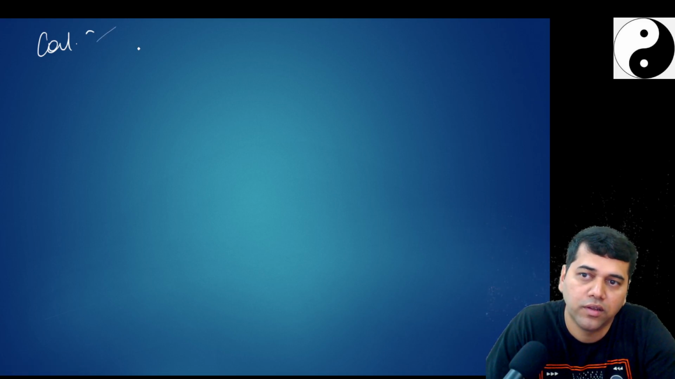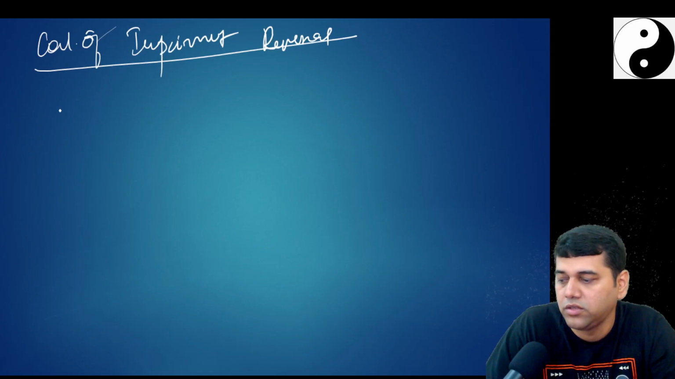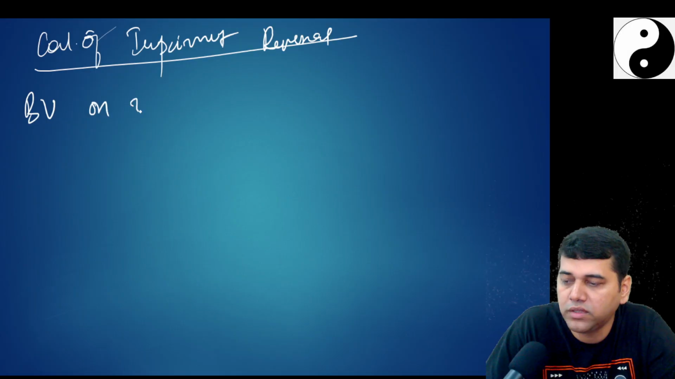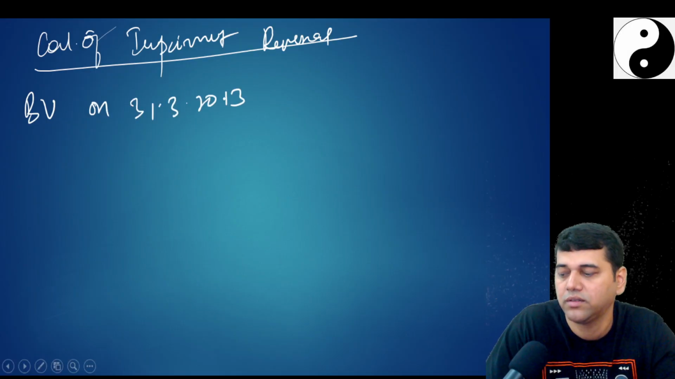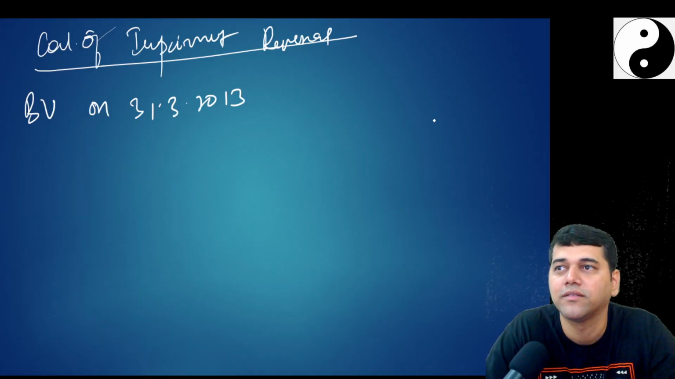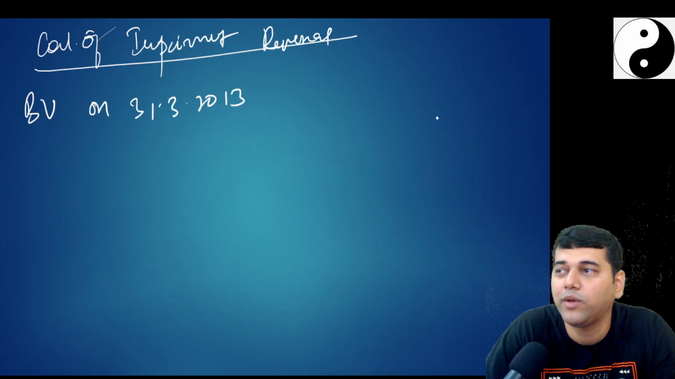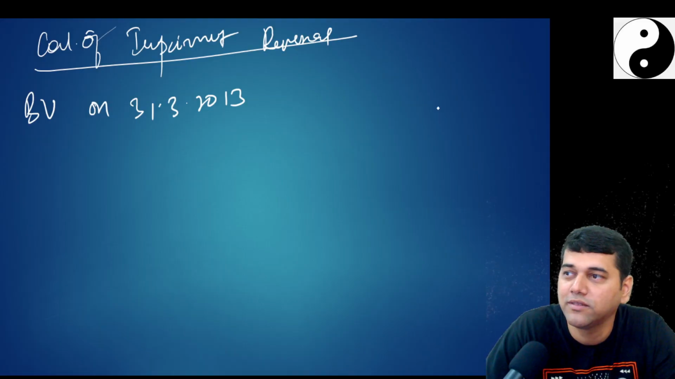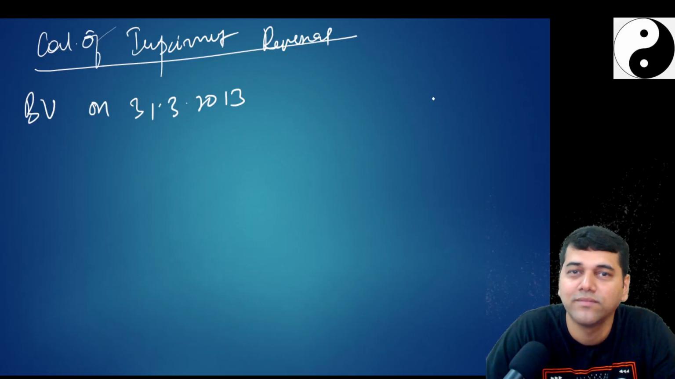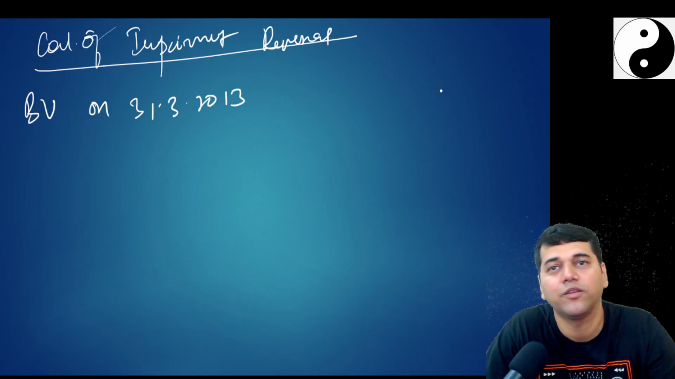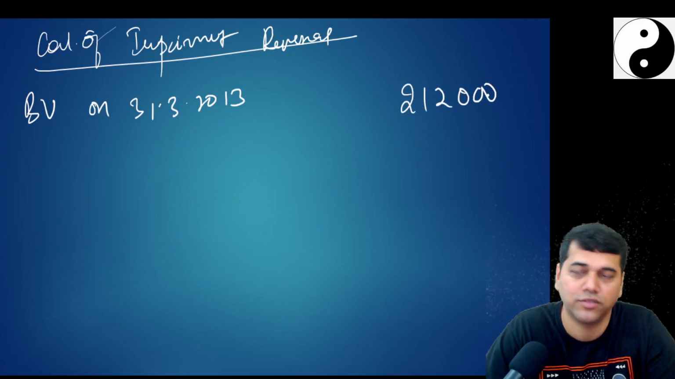Now let me go to the last step. Impairment loss reversal. Calculation of impairment reversal. So what is my book value on 31st March 2013? Can anyone tell me? Others? What is my book value on 31st March 2013? Yes, Prithvi. Here. Everyone okay? 2,12,000. Very good.